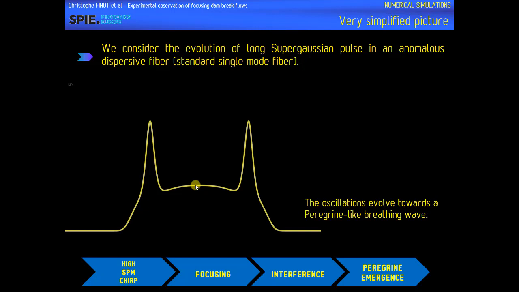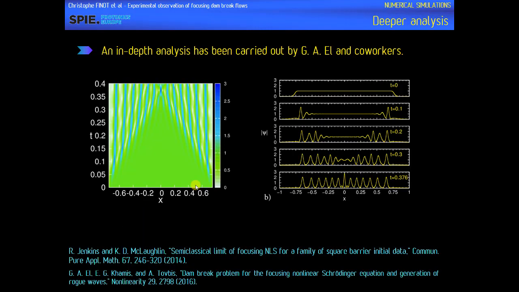So all this is a very simplified picture. And if you want to have a more precise picture of what happens, you can read two articles that really try to describe mathematically what happens and to really prove the nature of those different coherent nonlinear structures that emerge in this problem.